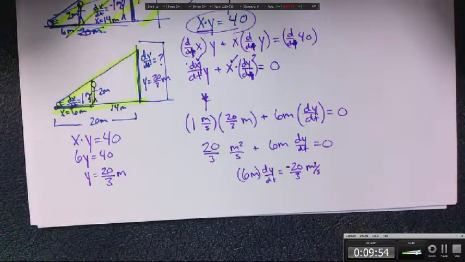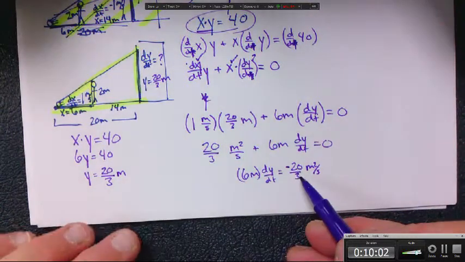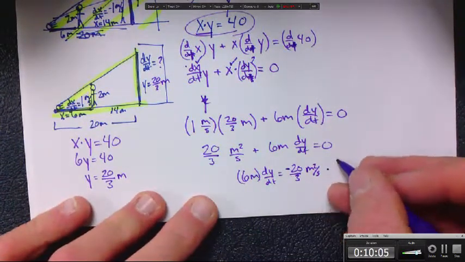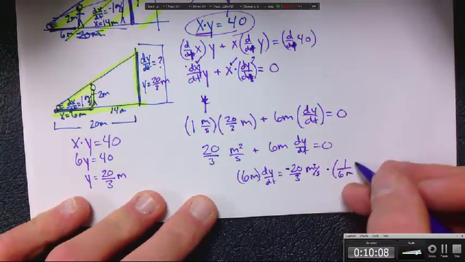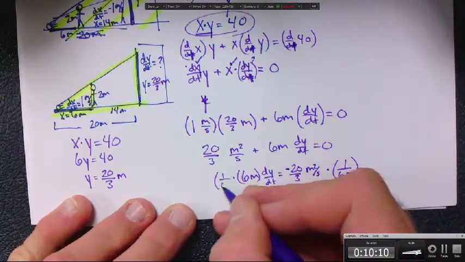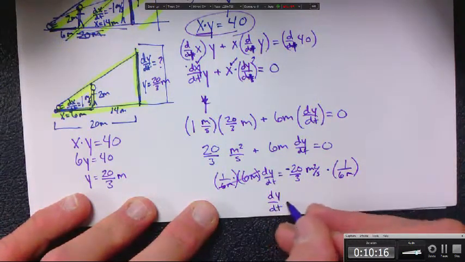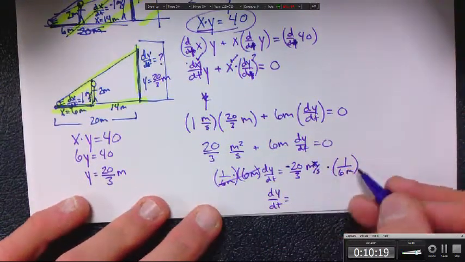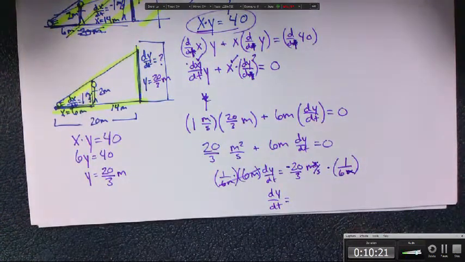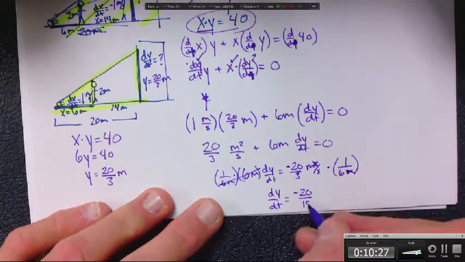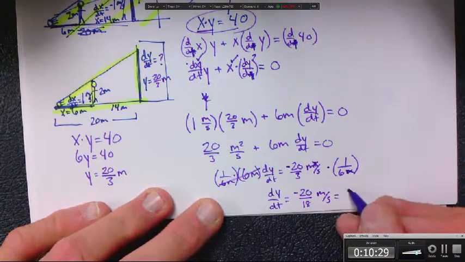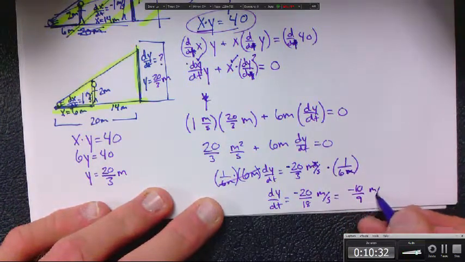And then the last step of the problem is to get the 6 meters over, we do what? We divide. Now, since this is 20/3 over here, instead of dividing by 6, we're going to multiply by 1/6. That way the 6 meters cancel. Meter squared with a meter on the bottom cancel to become meters per second, which is what it should be. We get -20/18 meters per second, which reduces to -10/9 meters per second.